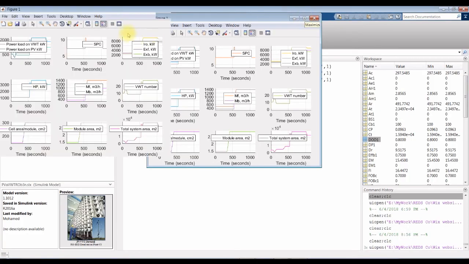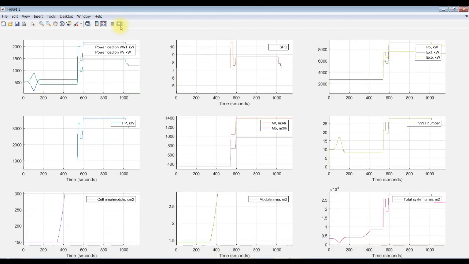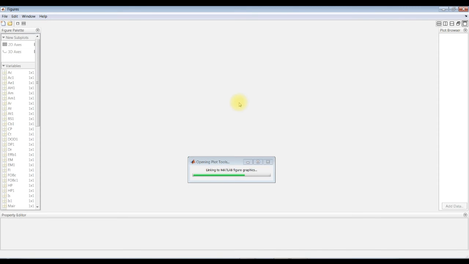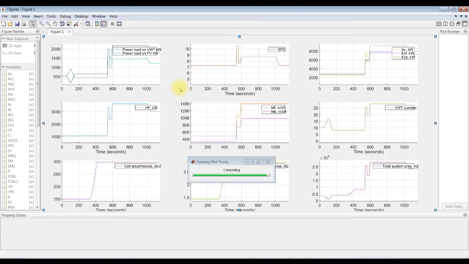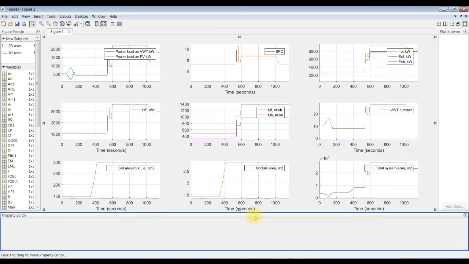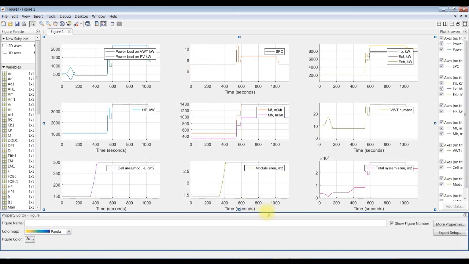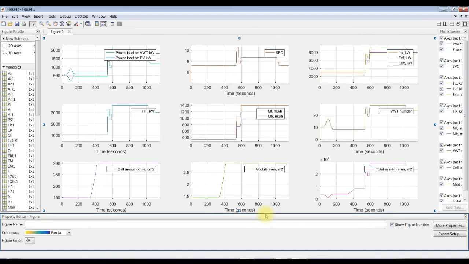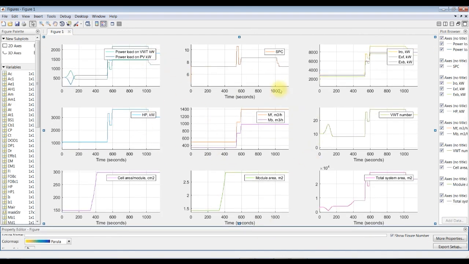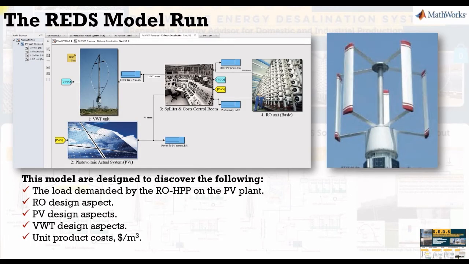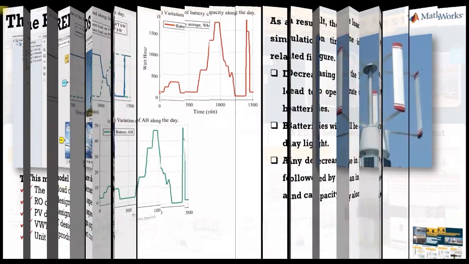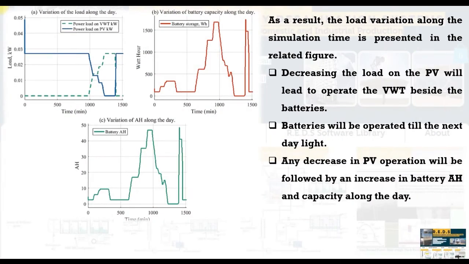Okay, as you can see here, there are our figures. You can control it, you can draw some parameters and so on. This is your simulation time, and this is your figures and variation. You can address control and so on. Okay. As a result, the load variation along simulation time is presented in the following.